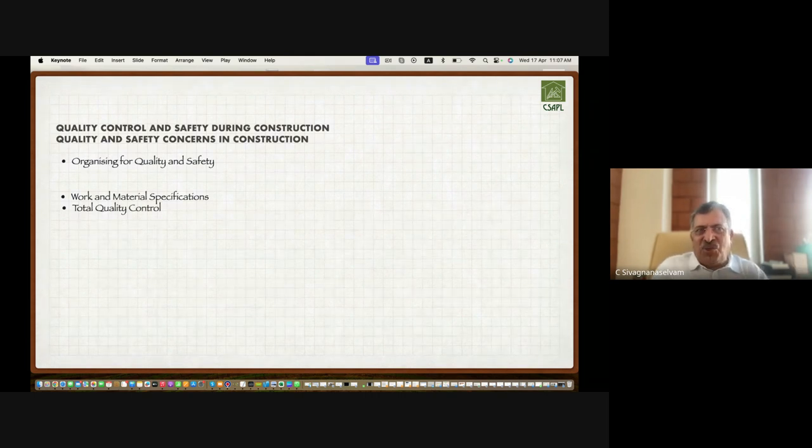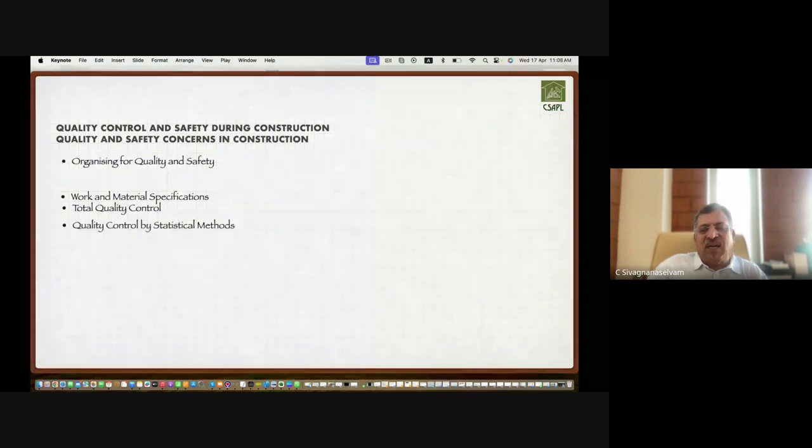All the slides I have shown you, in spite of the best of the materials, in spite of the best of the workforce, in spite of the best of the design, why did we fail? There is no total quality control. Everything is fine, but for the construction practice. So we cannot compromise on any aspect of quality. Quality is a system that needs to be followed. Quality control by statistical method. I think statistical quality control with sampling by attributes.